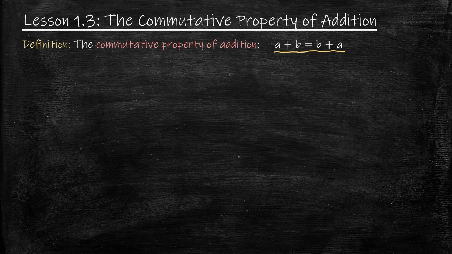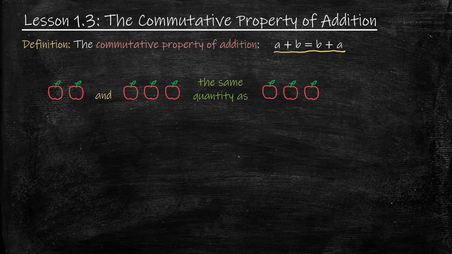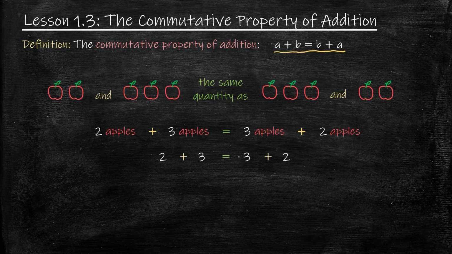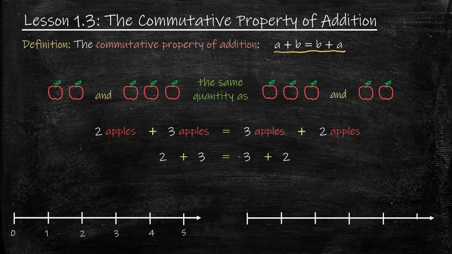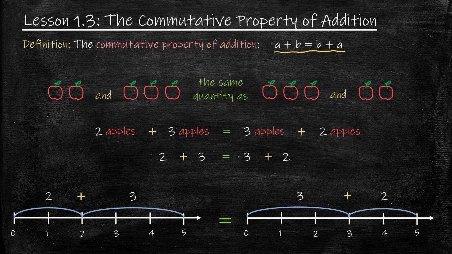For example, adding 2 apples and 3 apples together results in the same quantity as adding 3 apples and 2 apples. Mathematically, we can write 2 apples plus 3 apples equals 3 apples plus 2 apples. Or simply 2 plus 3 equals 3 plus 2. We can also see on the number line that 2 plus 3 equals 3 plus 2.